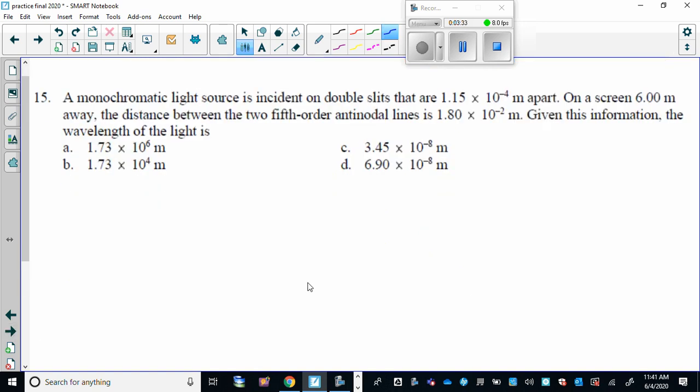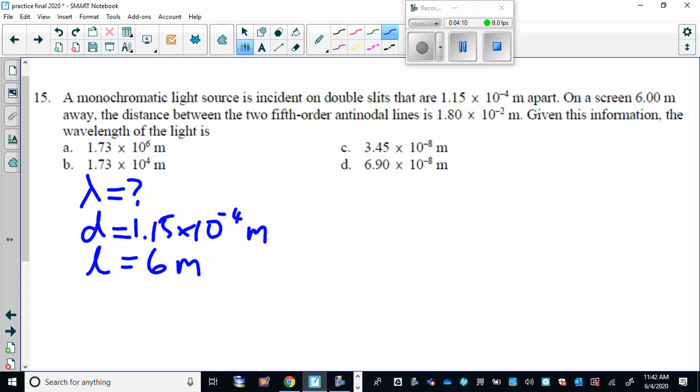Number 15, Young's double slit experiment. Monochromatic light is incident on double slits that are that distance apart. The screen is that far away. The distance between two fifth-order antinodal lines is that. Given the information, the wavelength of light is... Okay, this is a relatively straightforward Young's double slit experiment because they're just asking for wavelength. And they've given you d, and they've given you L, and they've given you x.